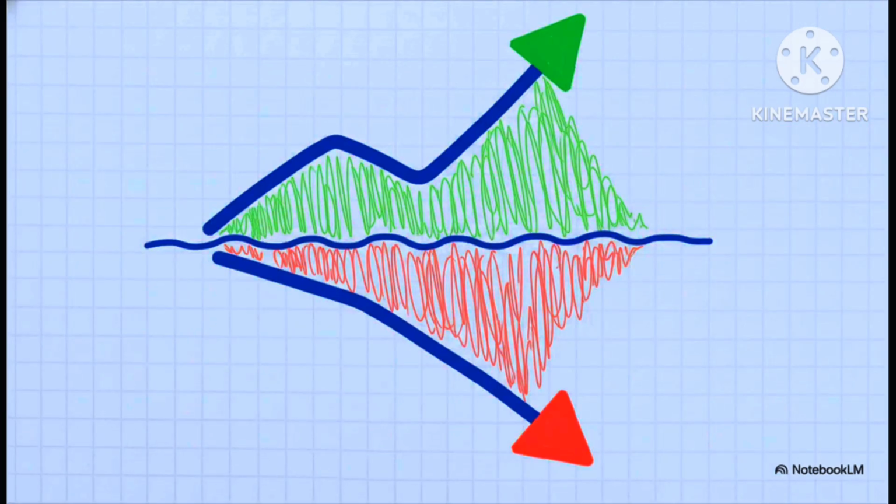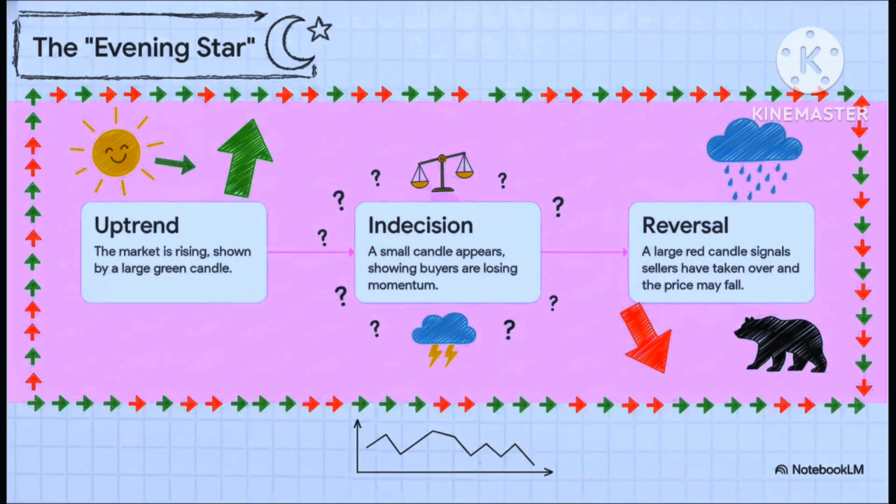And of course, it works the other way too. What goes up? Well, it can definitely come down. And yep, there are patterns that signal that shift as well. This is the evening star, and it's basically the mirror image of what we just saw. It's the same story, just flipped. You start with a strong green candle. The bulls are having a great time. Then that little candle of indecision pops up as the buying pressure starts to fade. And finally, you get a powerful red candle. The bears have crashed the party and taken control, hinting that the price might be about to fall.